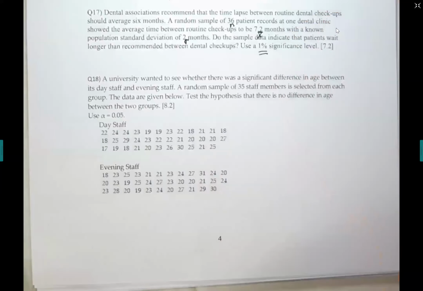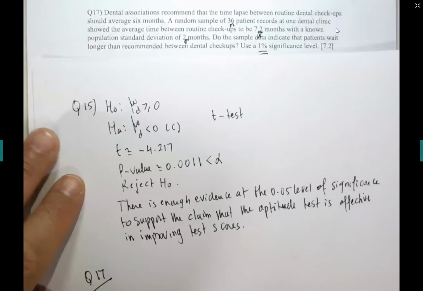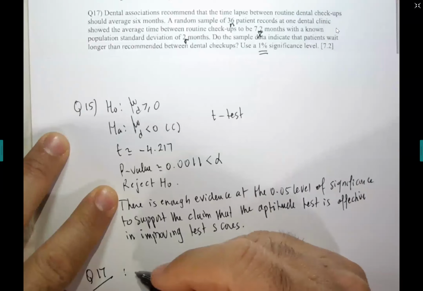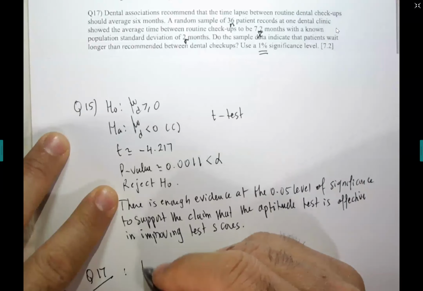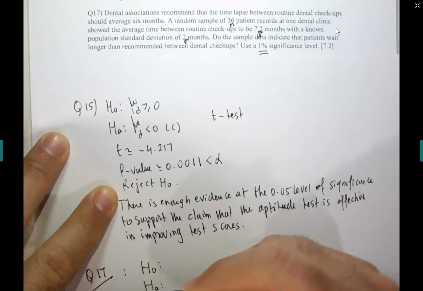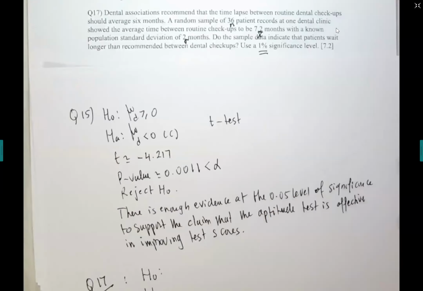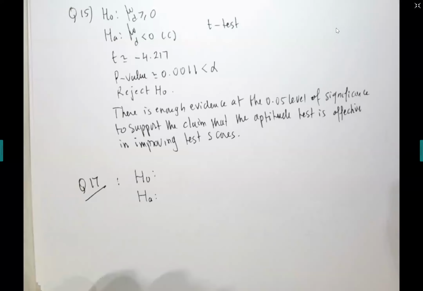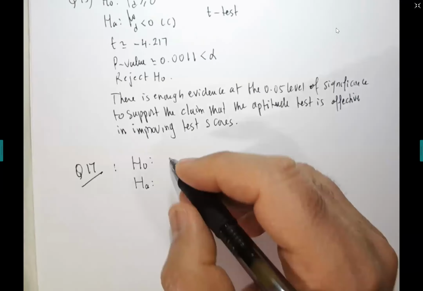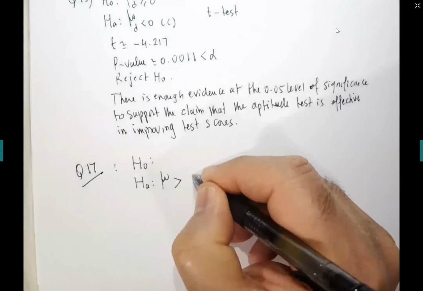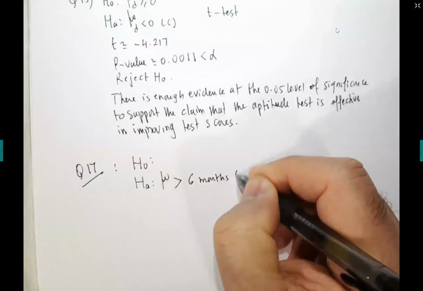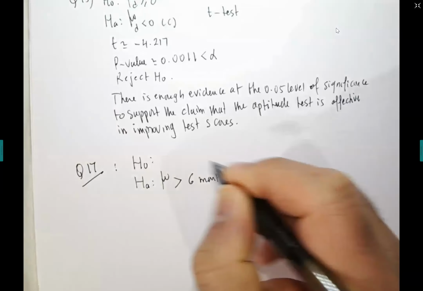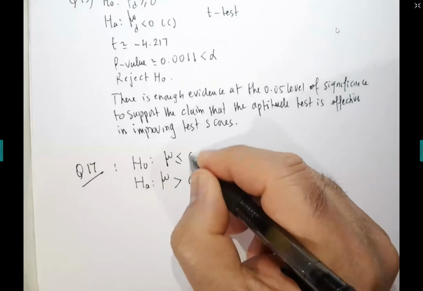Okay, who's going to help us and tell me what do I put here? This is from section 7.2. What are we testing? We're testing against 6 months. What would be the null and the alternative? He says, do the sample data indicate that patients wait longer than recommended? The recommended time is 6 months. So would you guys agree with me that we need to test that the mean is more than what? 6 months. So people are waiting longer than 6 months to do the cleanup.